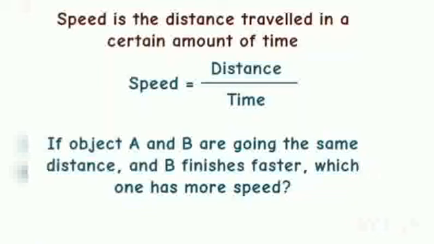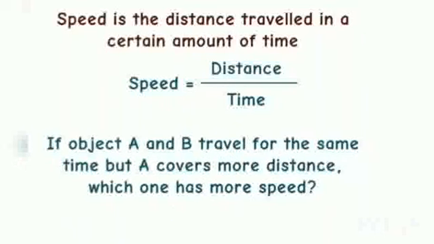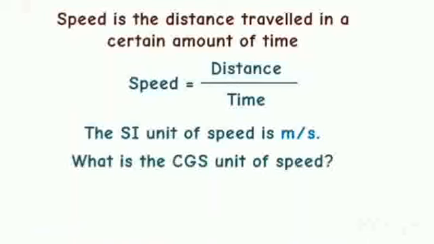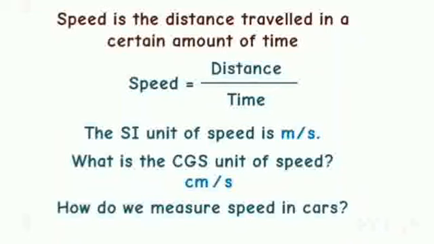If objects A and B cover the same distance, and B finishes faster, which one has more speed? Of course, object B. And if objects A and B travel for the same time, but A covers more distance, which one has more speed? Very nice. It's object A. So we know that speed is equal to distance upon time. The SI unit we had already discussed, that is meter per second. And the CGS unit of speed is centimeter per second.